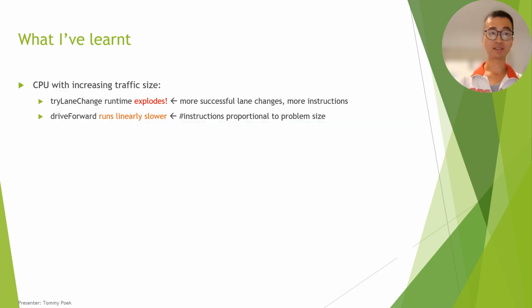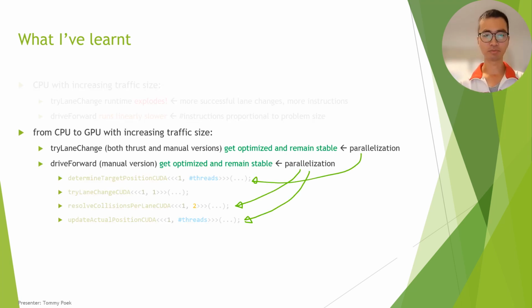With CPU, as the traffic size increases, the more successful lane changes would give more instructions, therefore the tri-lane change runtime will explode. However, without such a condition, in the second function, drive forward, the number of instructions is proportional to the problem size, and therefore the runtime increase will be linear. Let's look at the GPU again.